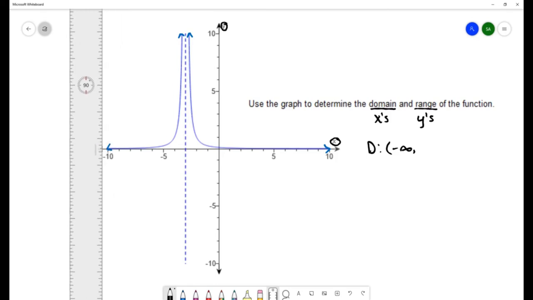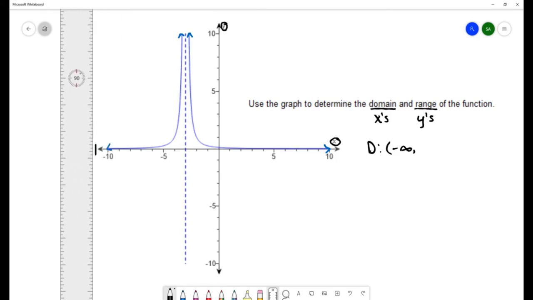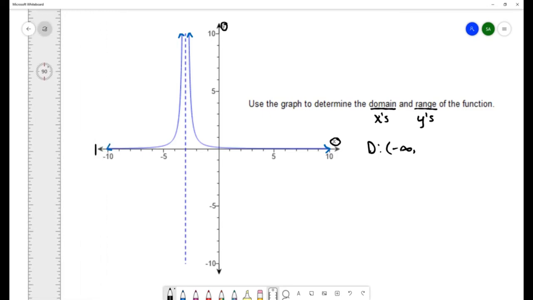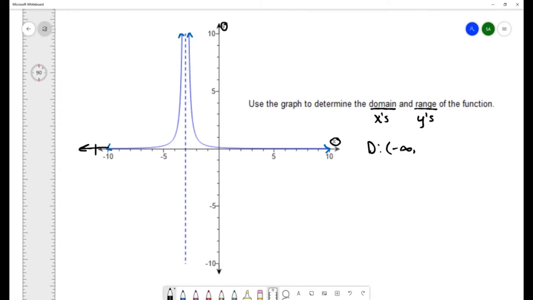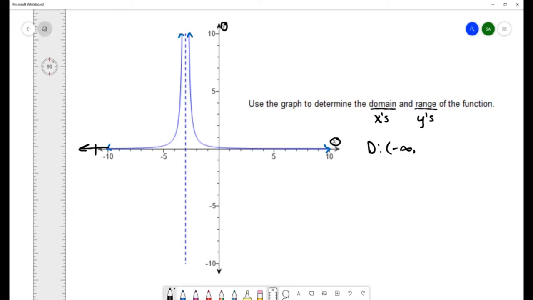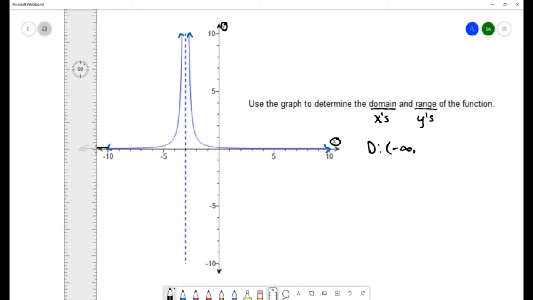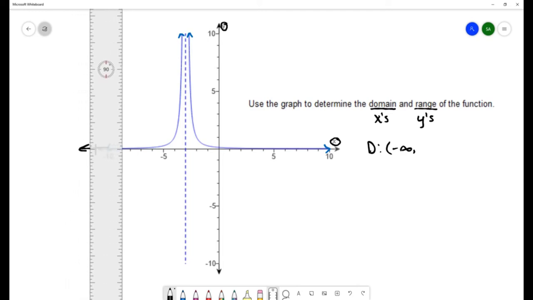And what I'm thinking of as I hold the ruler up here is, when is my ruler touching the graph? Because that arrow means it goes on forever, it begins touching it at negative infinity. Now negative infinity is not a number, it's an idea that it goes on forever. So that's where our domain starts. And I am touching the graph all along these x values.